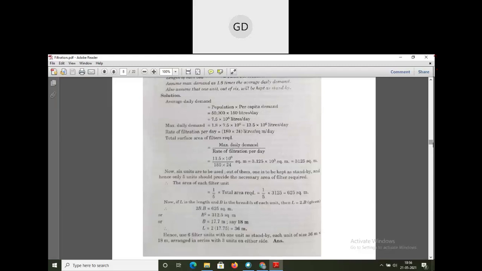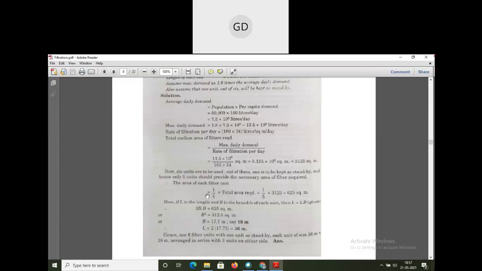The surface area formula is MDD divided by your rate of filtration per day. MDD, you already got the value here, 13.5. Then you divide it by your rate of filtration, that is 180 multiplied by 24, and you get this value, 3125 square meter. Now in the question it was told that 6 filter beds are there, but out of them you have to keep one filter bed as a standby.